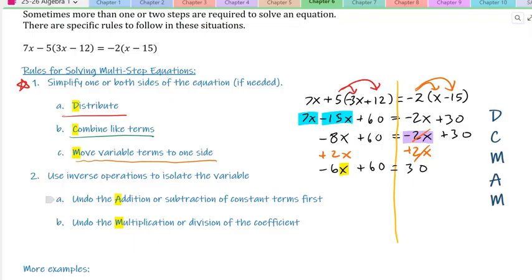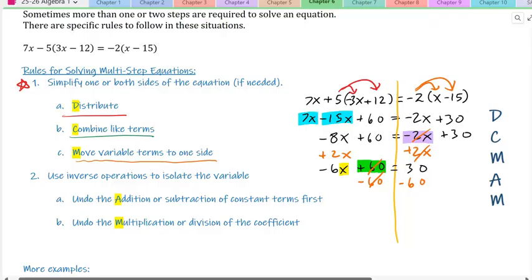Constants, those are things that don't have a variable attached. I see that I have a positive 60 here. That positive 60, I've got to get rid of it. So I am going to subtract 60 because that's the opposite. And I subtract 60 from both sides.